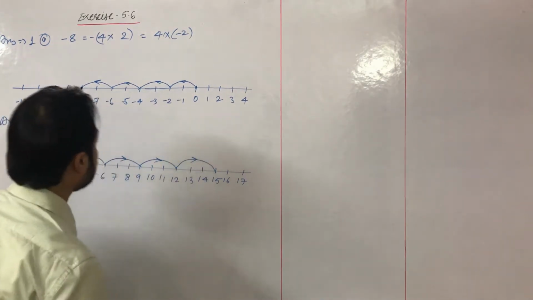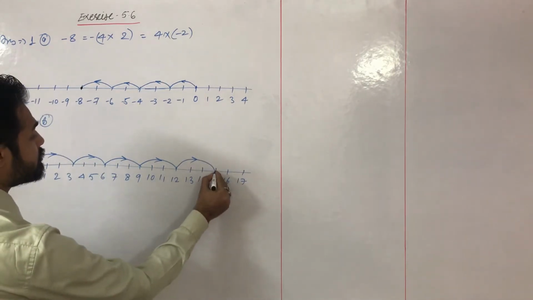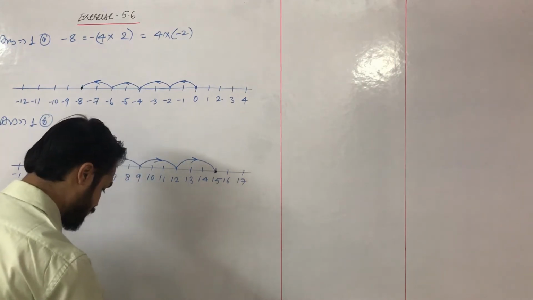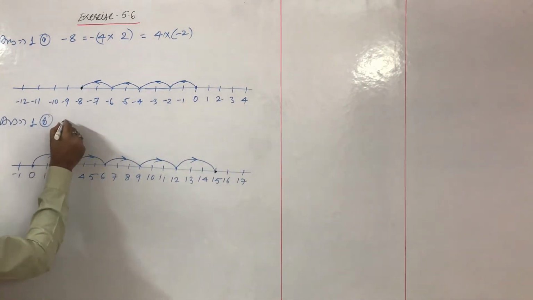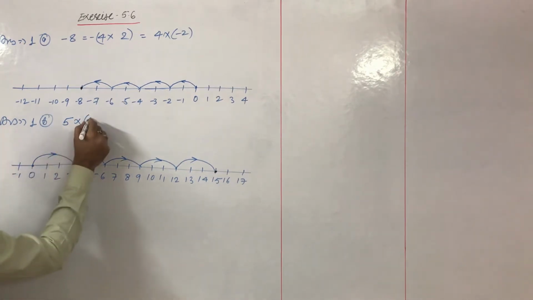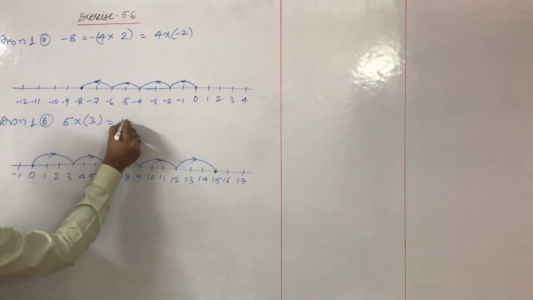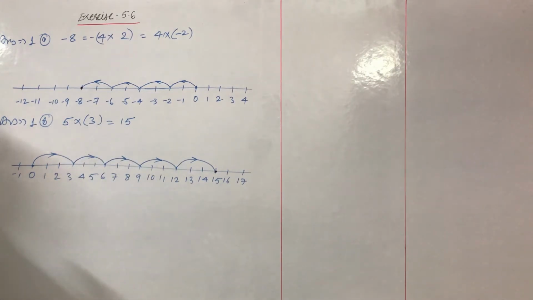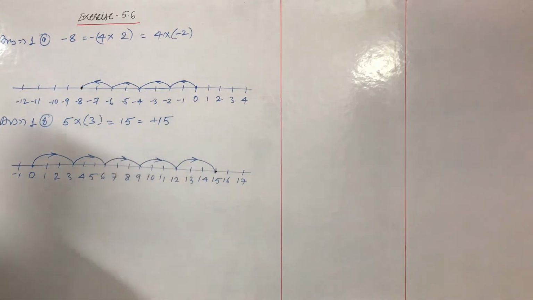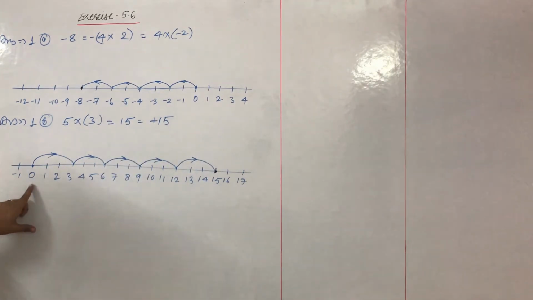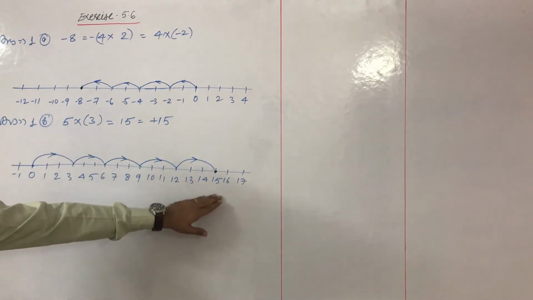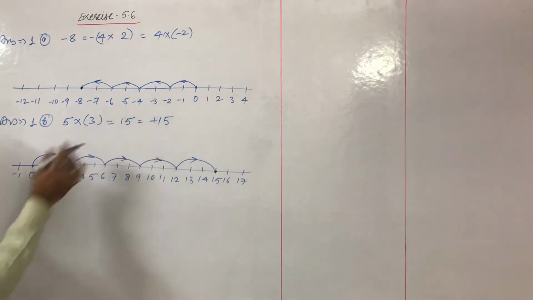So now this is the final point, and the answer is 5 jumps of 3. So 5 into 3 is 15, or plus 15 is the final answer. From 0 we have to start, 0 to 3, 3 to 6, 6 to 9, 9 to 12, 12 to 15. So answer is plus 15.